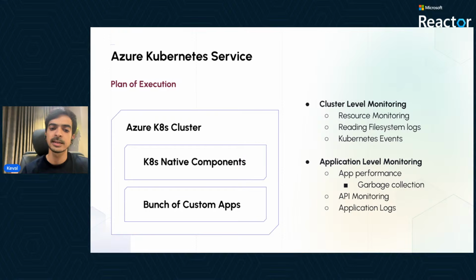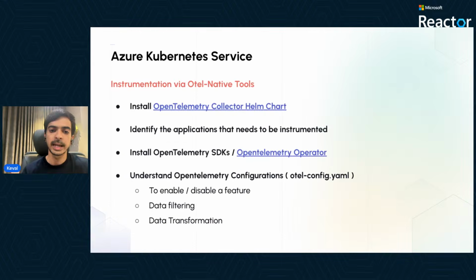Another thing is that users must be running a bunch of their custom apps within this Kubernetes cluster. So they would also like to know how these applications are performing in terms of latency, in terms of error rate, and whether there are any code-level issues. Those are the kinds of things people might be interested in. First, I will talk about how users can set up the same thing with OpenTelemetry, and then we'll go back to the product and see how we can fast track this process.